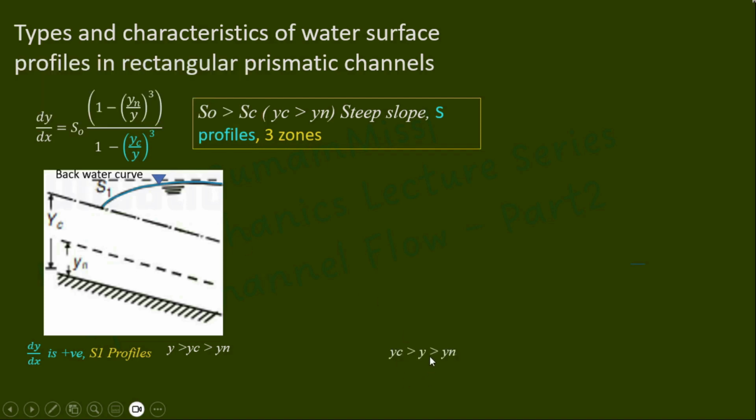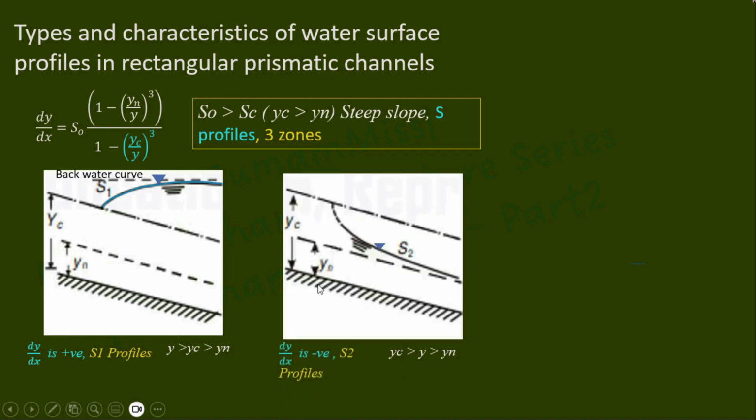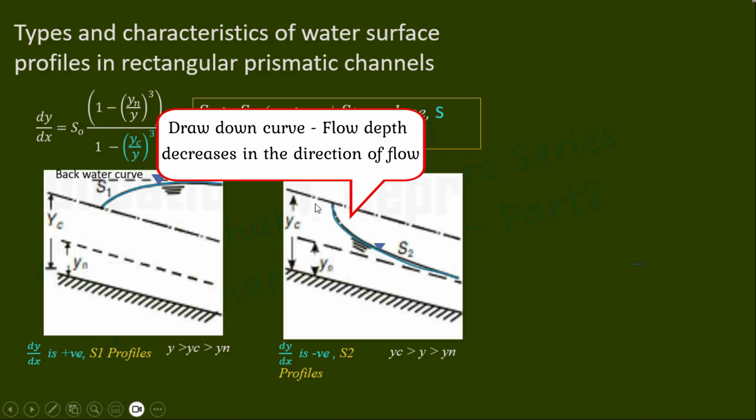Second case, y is in between yc and yn. In this case dy/dx is negative. So here you can see that this is the S2 profile. It is starting from zone 2 and the flow depth is decreasing in the direction of the flow. That means it is a drawdown curve.